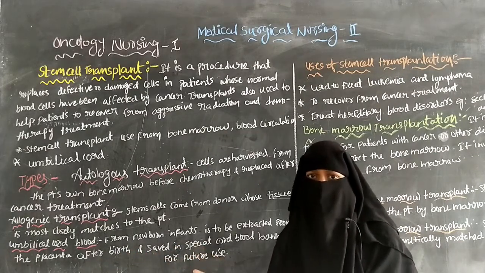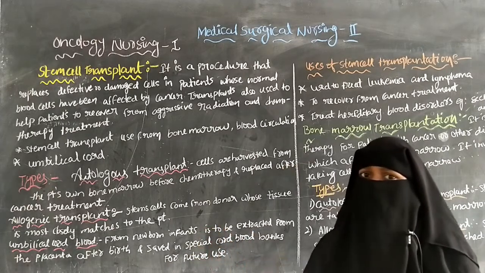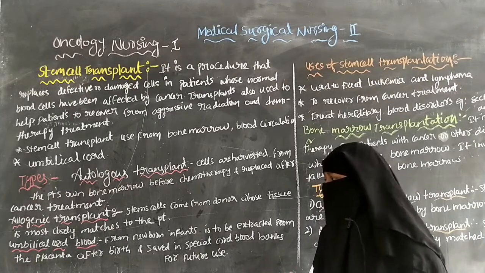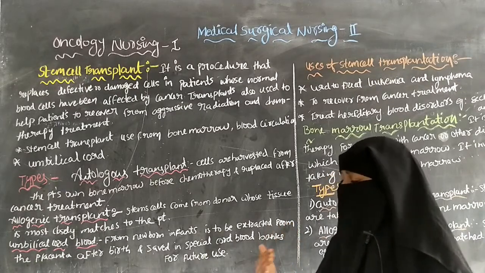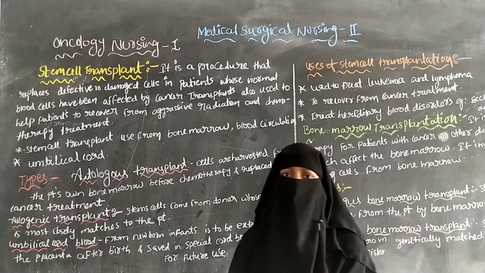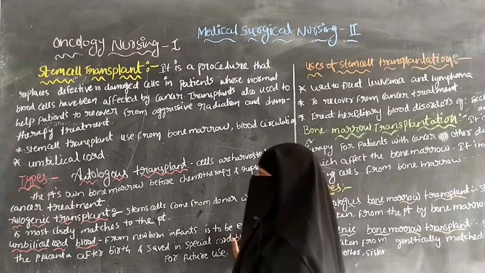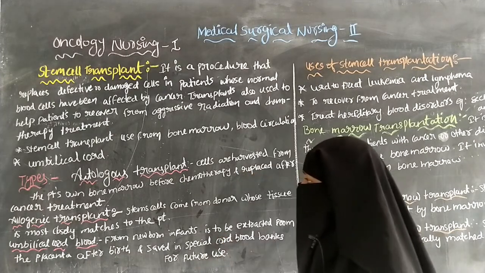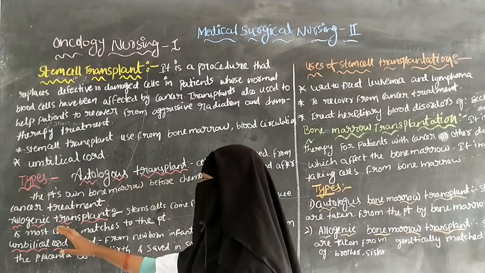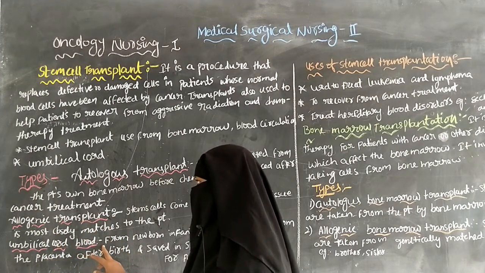Umbilical cord blood means the stem cells can be collected from the placenta after the birth of the baby, and we can save them in special cord blood banks for future use. It is called umbilical cord blood. It includes 3 types. First one is autologous transplantation, next one is allogenic transplantation, and next one is umbilical cord blood.